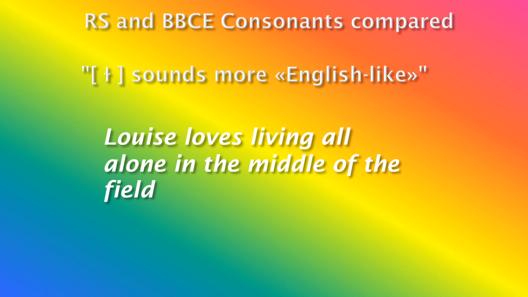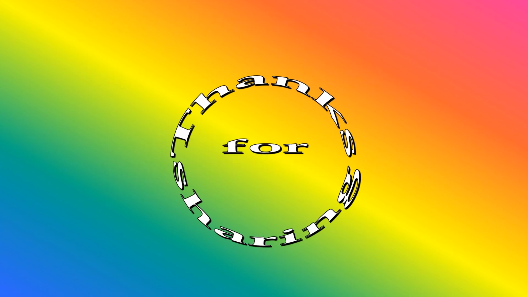They are going to produce this sentence initially as Louis loves living all alone in the middle of the field. And they have to practice to end up reading Louis loves living all alone in the middle of the field. And there we have both instances of the consonant practice.